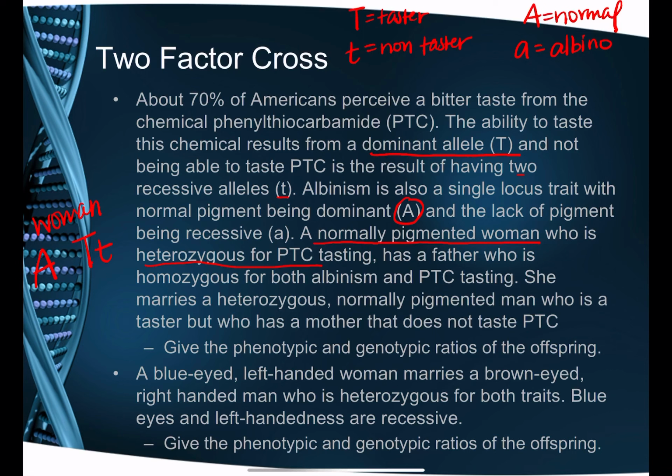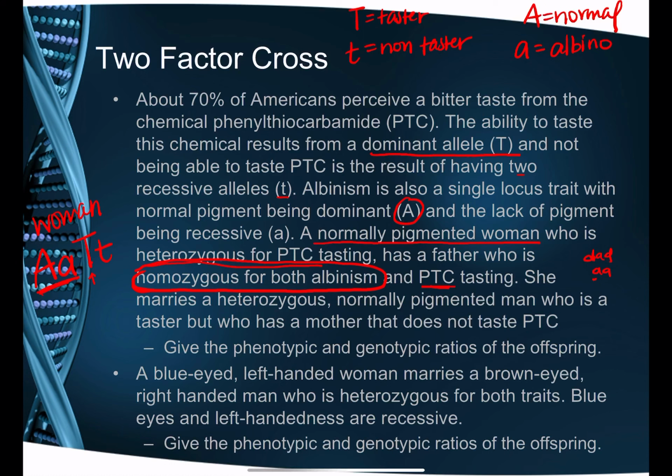Okay. So it says she has a father who is homozygous for albinism and PTC tasting. So her dad is albino. He's homozygous for albinism. That means dad is little a, little a. So he has to pass her a little a. So she must have gotten big A from her mom, but then she got little a from her dad. That information is what we need to come up with her genotype. That's why it's given there. And it also says he's homozygous for PTC tasting, so she must have gotten her big T from her dad as well.